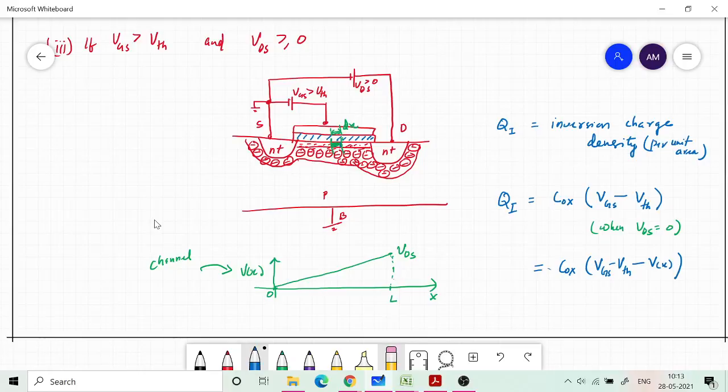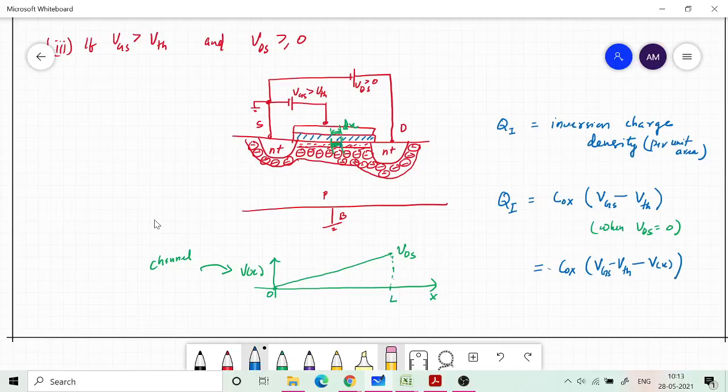So if I increase the voltage on one side of the capacitor, then what will happen? The voltage across the capacitor will be reduced by that amount. If it was 0 on one side, whatever is VGS minus VTH will decide the inversion charge. But right now it is VGS minus VTH minus V, which is the channel potential.